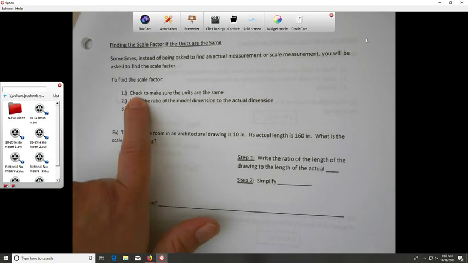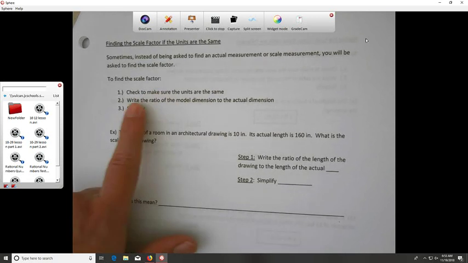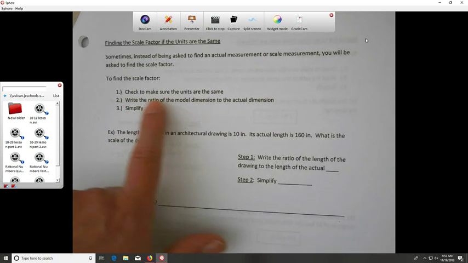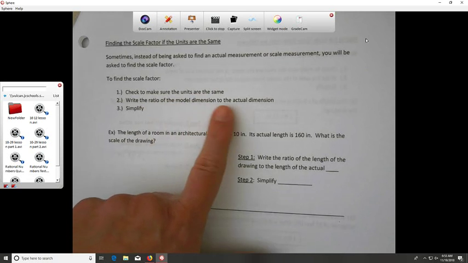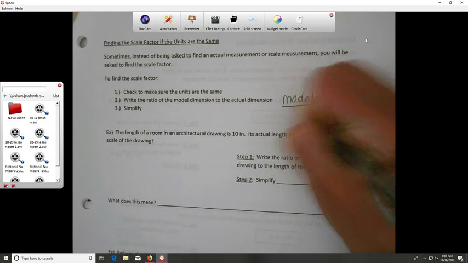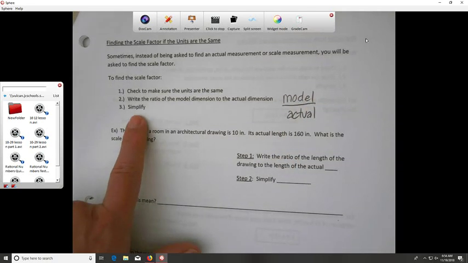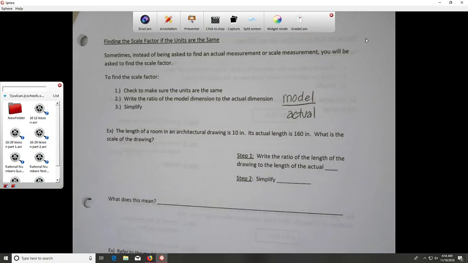First, check to make sure that the units are the same, because for scale factor, the units have to be matching. Second thing you're going to do is write the ratio of the model dimension to the actual dimension. So you're going to write a fraction, model over actual. And then last step, just simplify your fraction. We're going to use the calculator to do that.